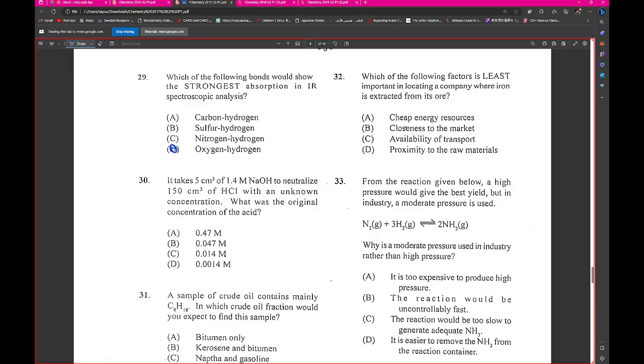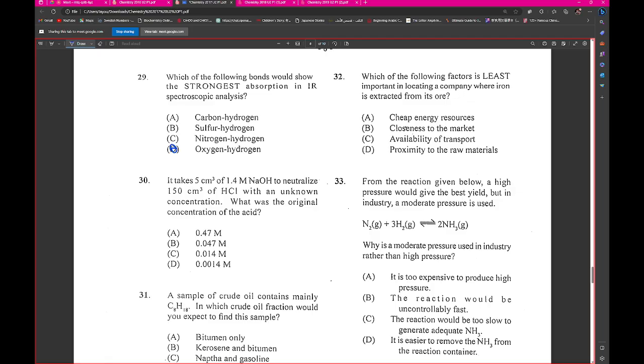If you have no idea what's happening here, your data booklet should contain some of these wave numbers, and the higher the wave number, the higher the absorbance. So you can just connect the dots and you get the answer. If they give you a different array and you're not really sure, or if you want to confirm, you can use the data booklet.